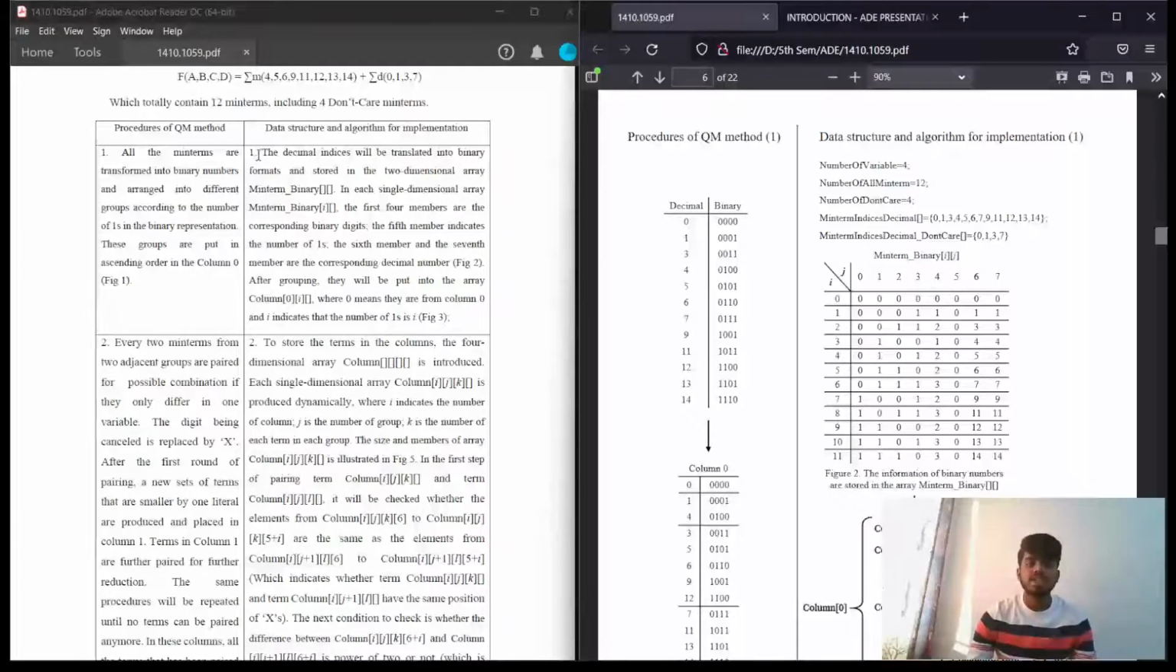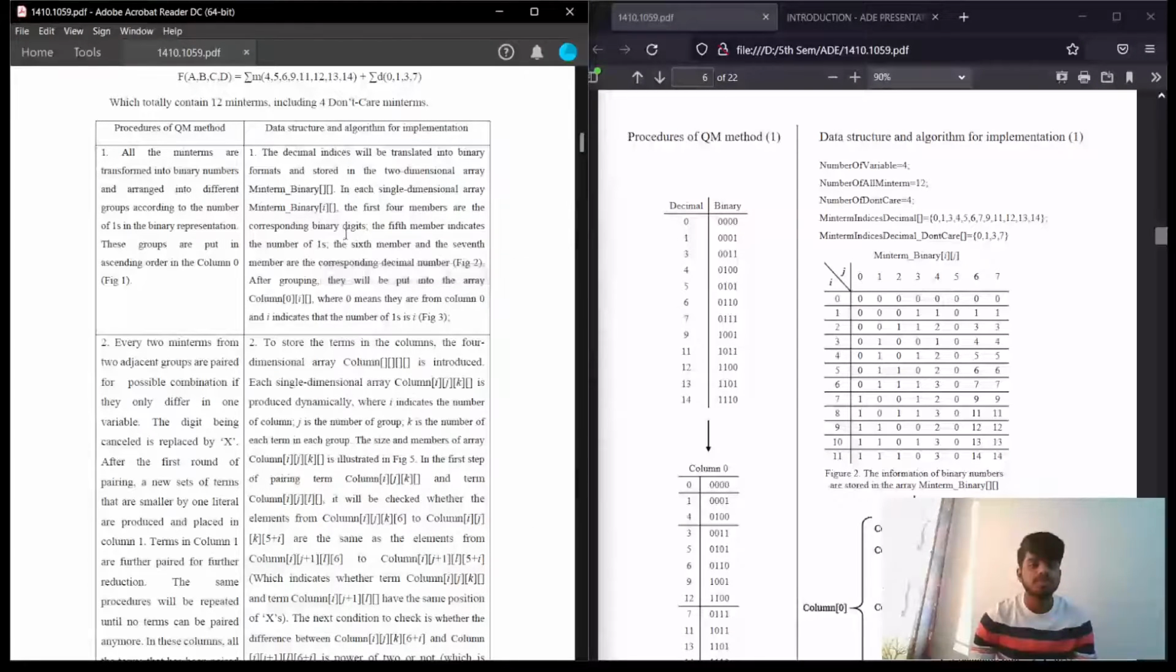Now, how is the data structure and how is the algorithm part implemented? Let's see. The decimal indices will be translated into binary formats and stored in a two-dimensional array called min-term binary, with i and j given as indices. So now let's see how i and j are actually given.